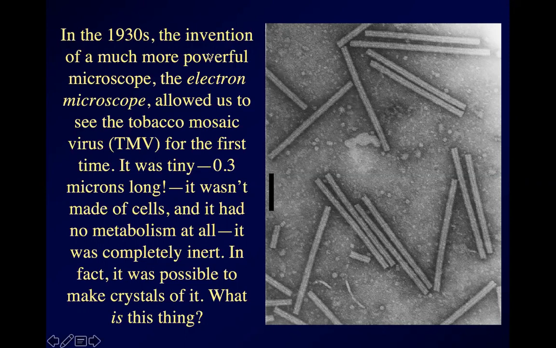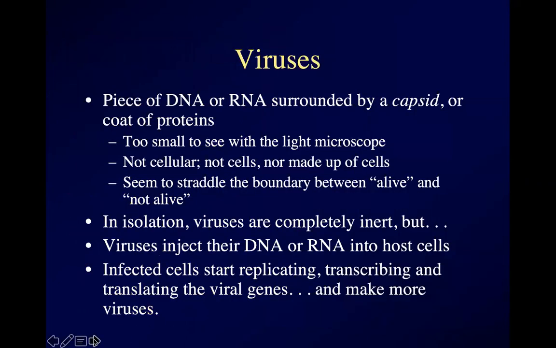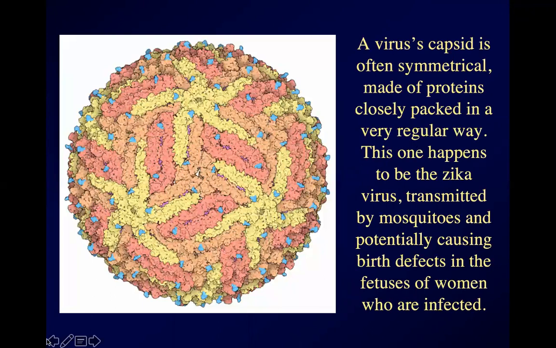So what the heck is this thing? Viruses are pieces of either DNA or RNA surrounded by a protein coat called a capsid. The capsid is made of one or a few types of protein that pack together. And capsid proteins, when a virus is forming, will self-assemble.